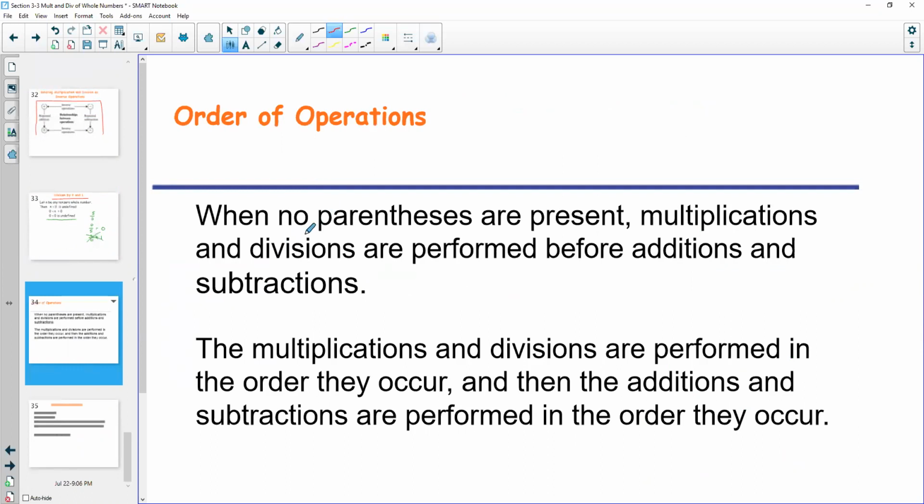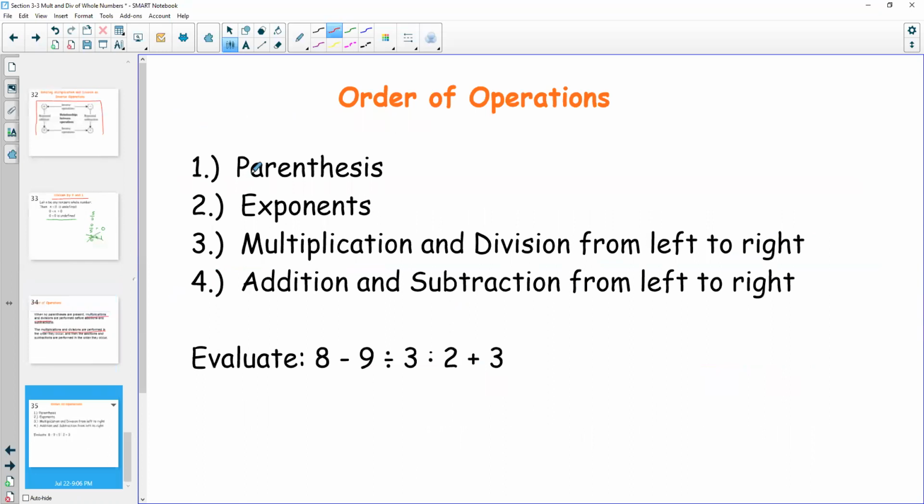When no parentheses are present, multiplications and divisions are always performed before additions and subtractions. They are performed in the order that they occur from left to right, and then additions and subtractions are performed in the order they occur from left to right. That means that if what you have is a series of multiplication and divisions, and the divisions come first on the left, you do that first. Multiplication does not come before division. So order of operations is always parentheses, exponents, multiplication and division from left to right, whichever comes first, addition and subtraction from left to right.